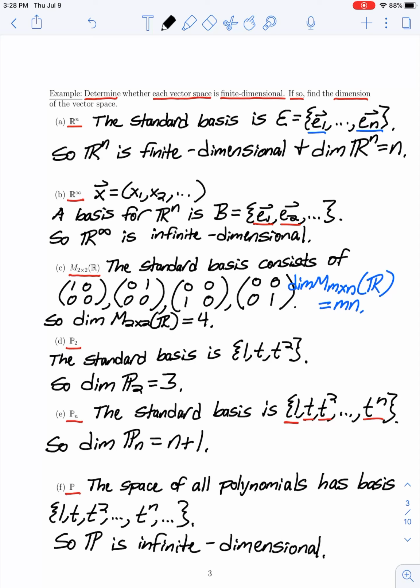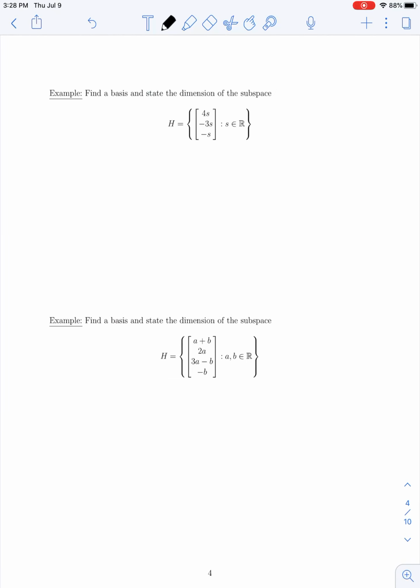All right. So here, getting familiar with the idea of the dimension of a vector space. It is the number of vectors in any basis for that vector space. So let's look at some other examples working with subspaces, which are themselves vector spaces, and see if we can identify the dimension of a given subspace.